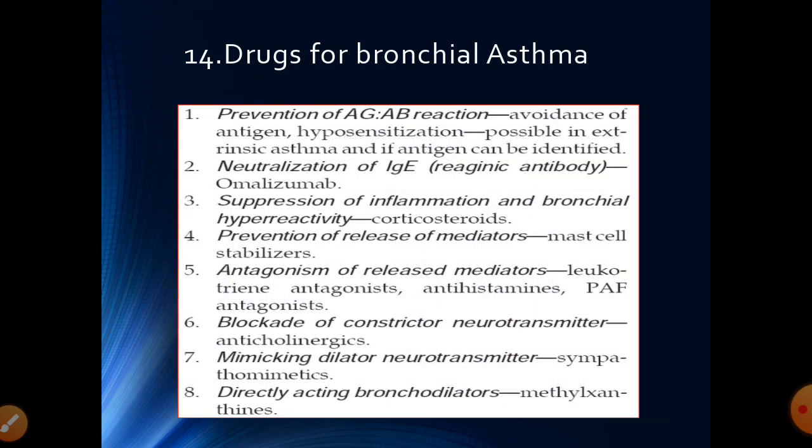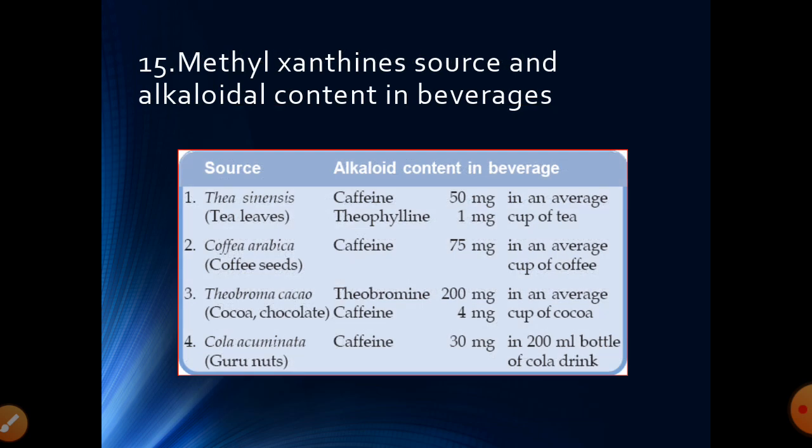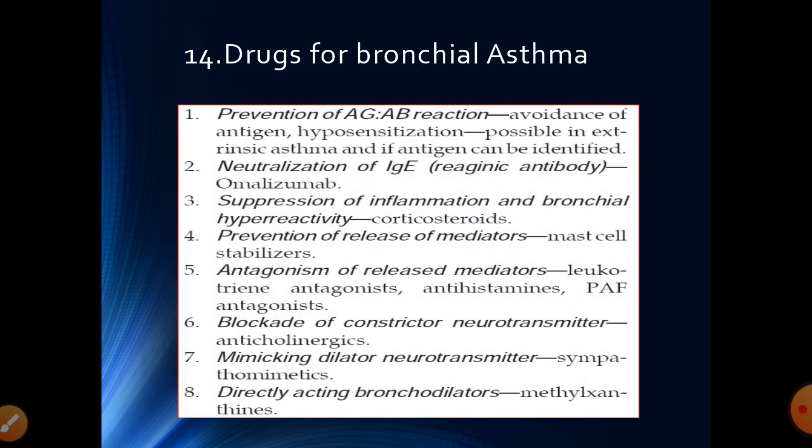Next is drugs for bronchial asthma. So they could ask, as it was in the 2021 GPAT paper, Montelukast is acting by which method? So it was asked. In the same way, prevention of antigen-antibody reaction could be asked, neutralization of IgE could be asked. Then the answer you have to mention from this table. That's why it is very important to learn this table.